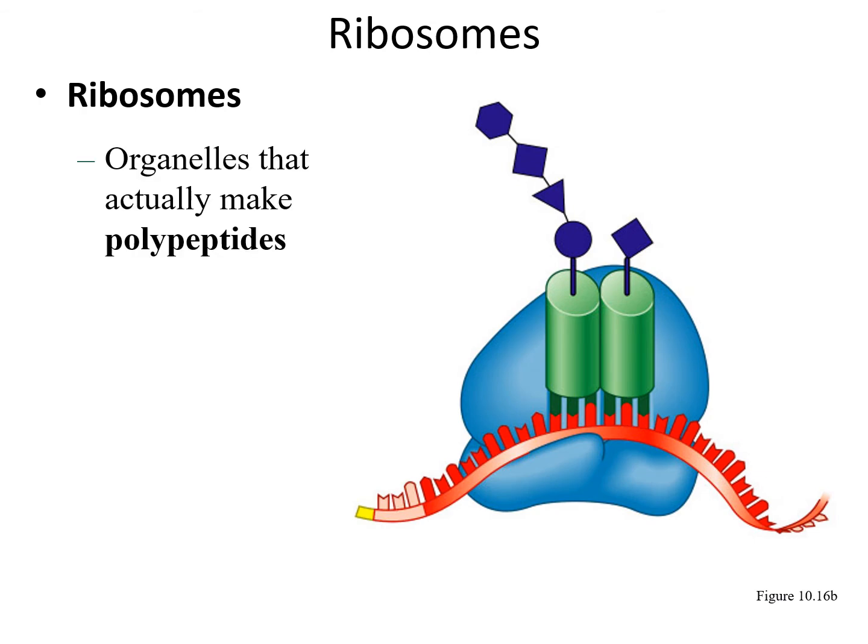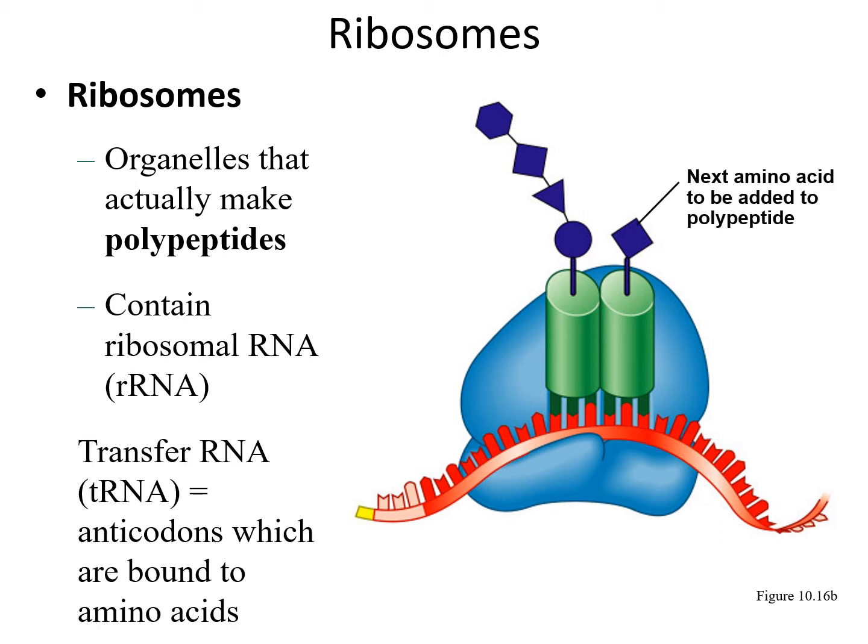So ribosomes are the synthesizers of protein. They're found within the cytoplasm of cells, and they're also found attached to the rough endoplasmic reticulum. So they actually are the organelles that make synthesis of proteins possible. They contain ribosomal RNA or rRNA, and we also have transfer RNA involved here, or tRNA. Transfer RNA brings in the anticodons, which are bound to amino acids.